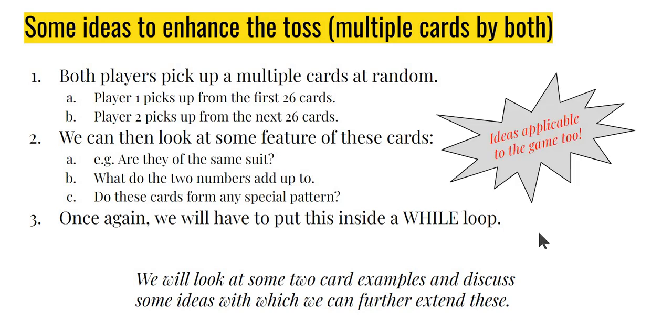Before I move on, I just want to highlight a very important point, which must be understood: the ideas that we are using here for the toss can very well be applied to the game itself. Just imagine in the war game, instead of picking up one card, the player picks up multiple cards, say two or three cards, and the computer picks up multiple cards, and then we use some metric, perhaps the sum of the cards, perhaps the difference of the cards, and so on, to create the winner. We will actually see this later, but at this point I just want to highlight that the ideas are in fact very highly applicable.